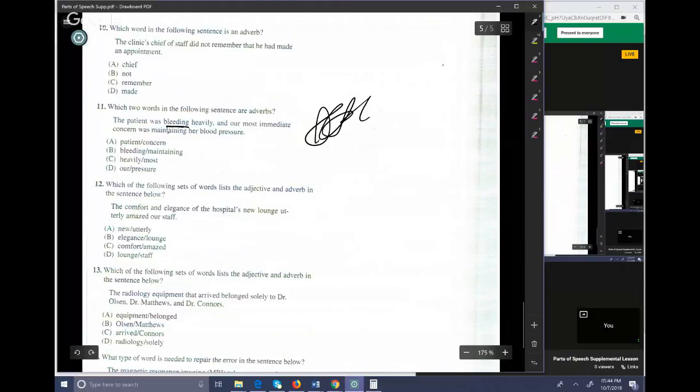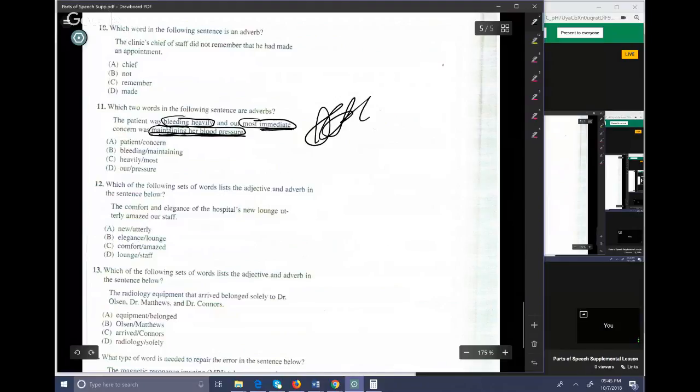And then I also see concern was maintaining her blood pressure. So I also see that maintaining blood pressure has a modifier. And immediate also has a modifier. So you've got most immediate, you've got bleeding heavily, and you've got maintaining blood pressure.